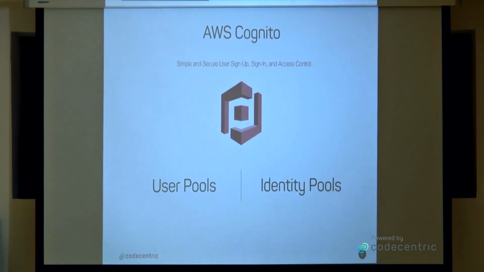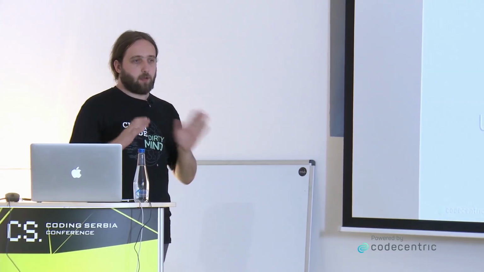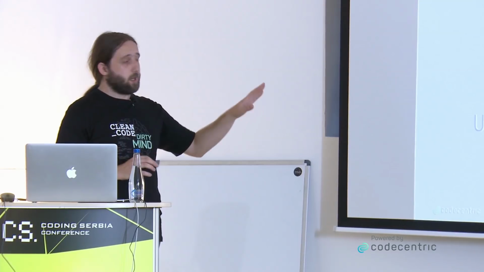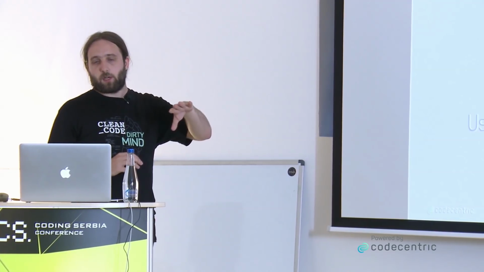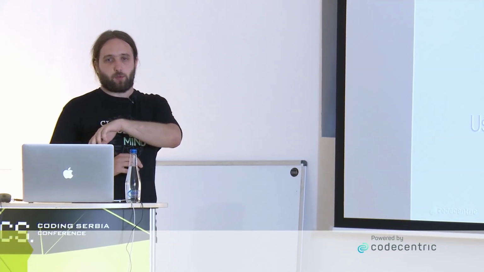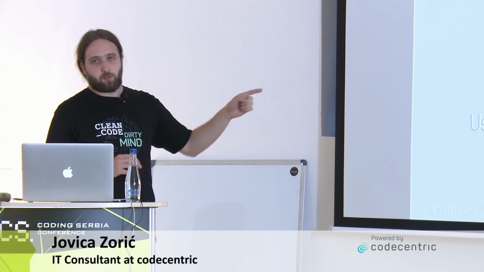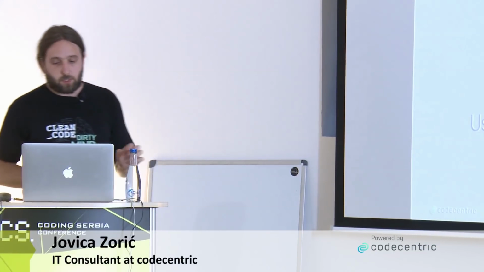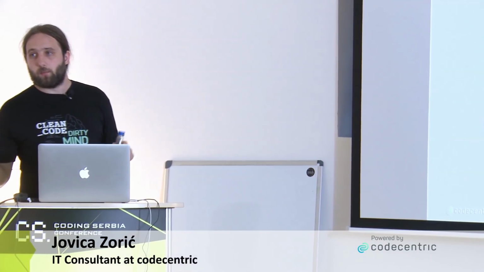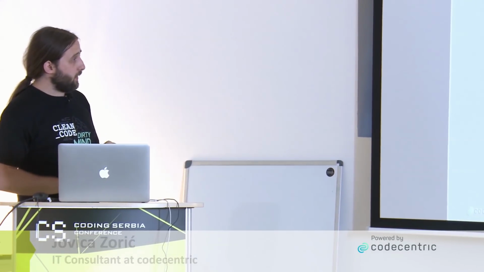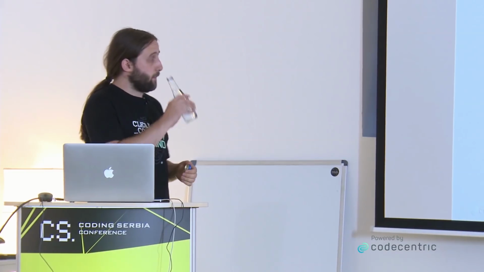So I saw Cognito, and now my backend is secured. I just need to tell my API Gateway that my authorizer will be this temporary role that the identity pool will give me. So that was it regarding the backend. And now for the front end.